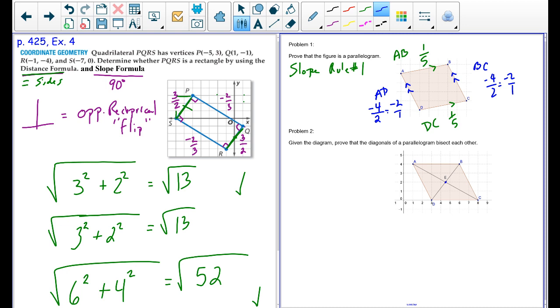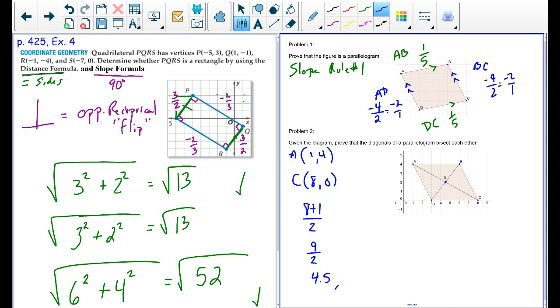So if I look at these points, A is 1, 4. And C is 8, 0. So let's find the midpoint of those. Adding the x's and divide by 2. So 8 plus 1, divide by 2 gives me what? 8 plus 1 is 9. Half of 9 is 4.5.